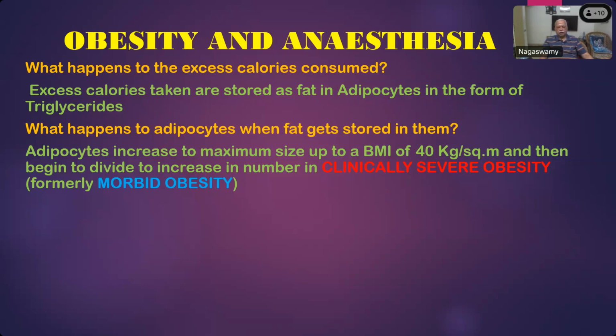That is the concept behind the surgery called liposuction. But now the concept has changed: only up to 40 BMI can you suck out the fat and adipose tissue and reduce the person's body mass index as well as the quantity of adipocytes in the body. But beyond that, what happens? This number increases by division and multiplication of the adipocytes, resulting in what is called clinically severe obesity, formerly called morbid obesity.